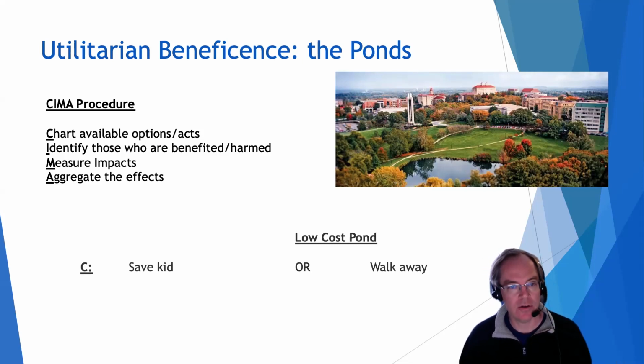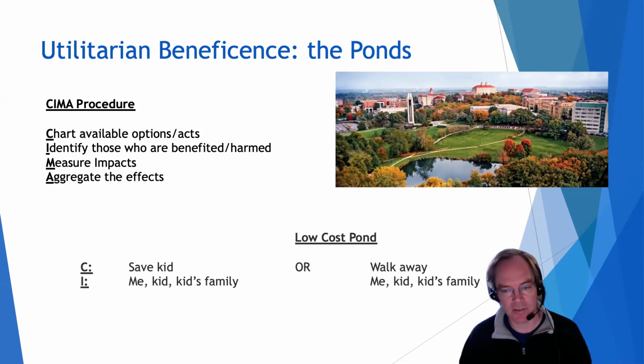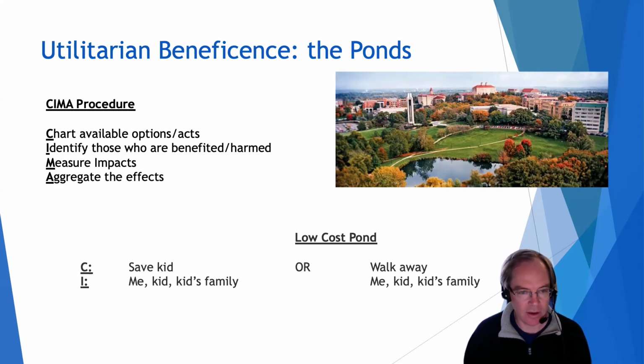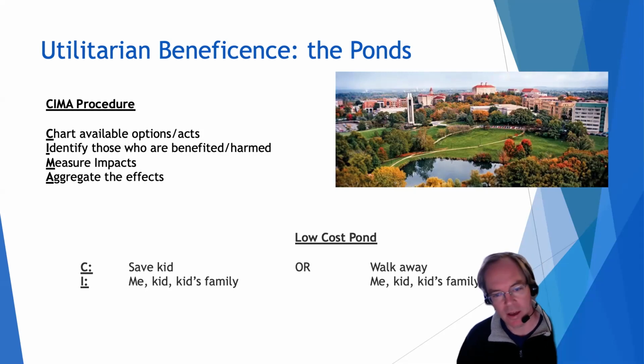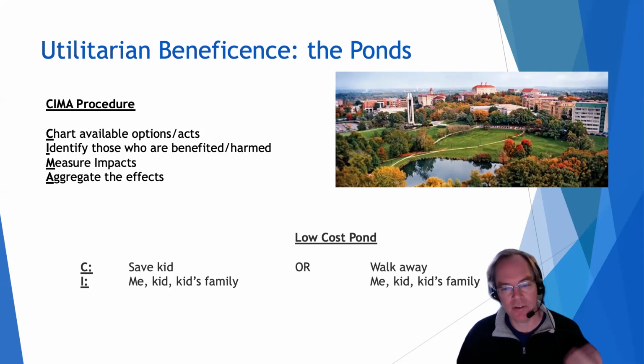The second thing you're going to do is identify the people who are going to be benefited or harmed in each case. And so you have to use your own judgment. And so here I'd say, look, in each of these options, you will be impacted, your well-being, the kid's well-being, and the family's. And now, okay, measure the impacts.